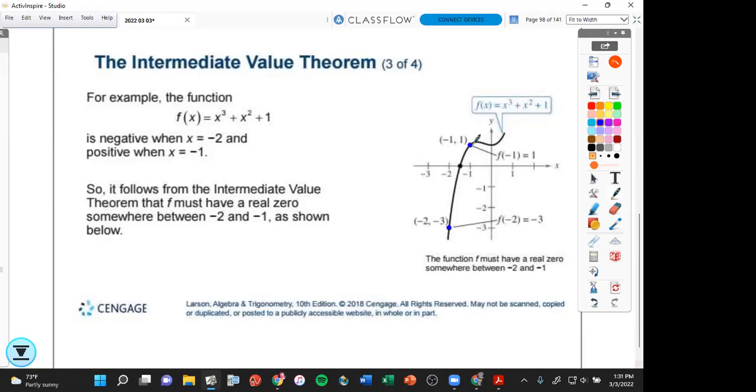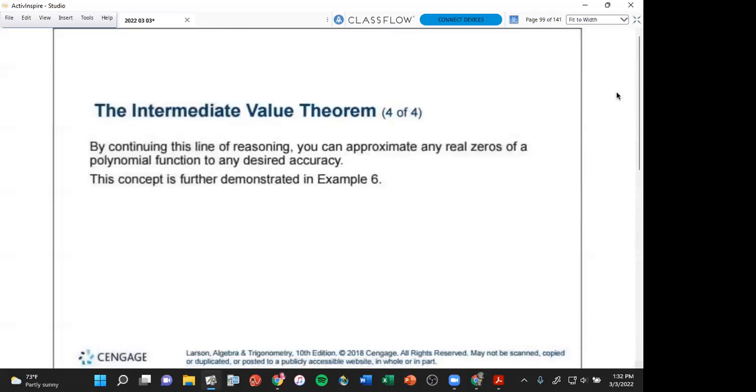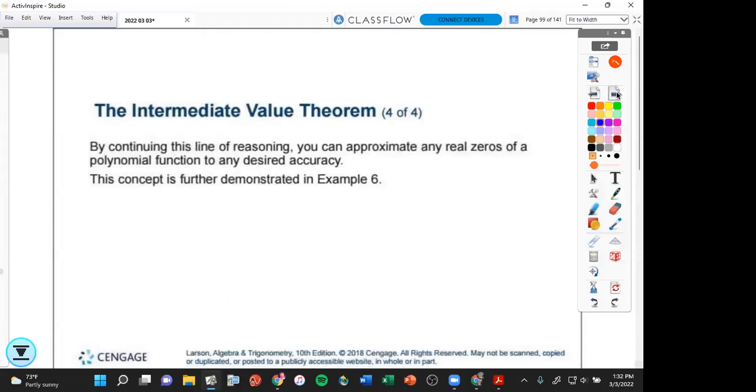Since the function is continuous, I guarantee there must be a zero between -1 and -2. That's what the intermediate value theorem tells us. Okay, does that make sense? There's no way to get from -3 to 1 without going through 0. Because I know that there's a 0 between -1 and -2, I could choose other values between -1 and -2 to kind of zero in on where that actual 0 is.